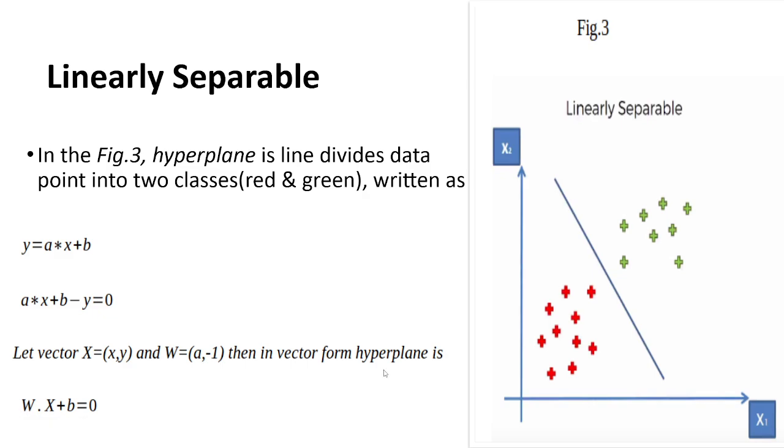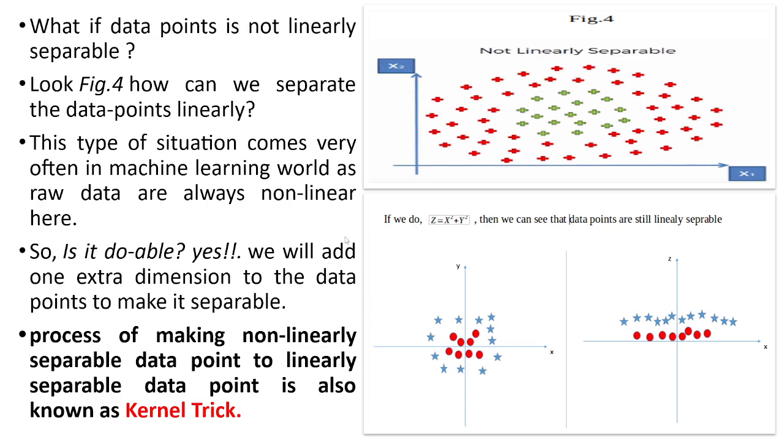Then in the vector form, the hyperplane is given by the weight times the input plus b is equal to 0. And here you can see this diagram, which is linearly separable. So what if the data points are not linearly separable? In that case, it can look like this, where the data points are separated non-linearly, as in this given figure 4.